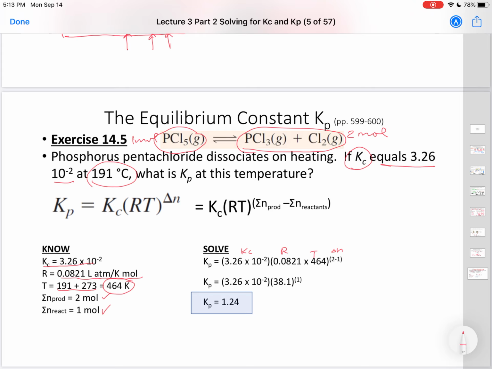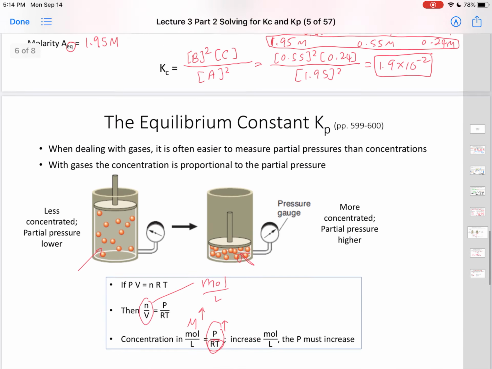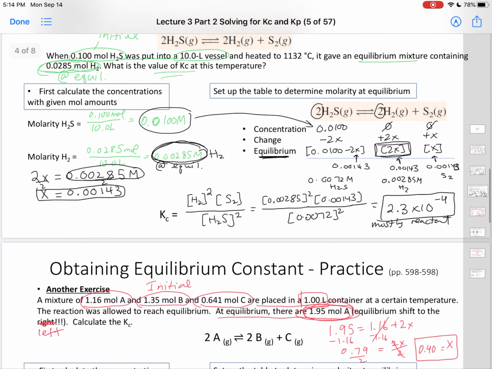All right, this is the end of Lecture 3, Part 2. Really, there are two main things going on in this video. You would like to remember how to calculate Kp. You will have homework problems on this. You will have to write Kp expressions. And remember, it's very simple. It's still products over reactants. You're just replacing the concentration with the uppercase P. P stands for partial pressure.